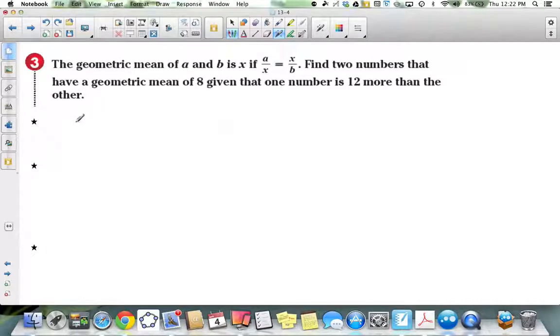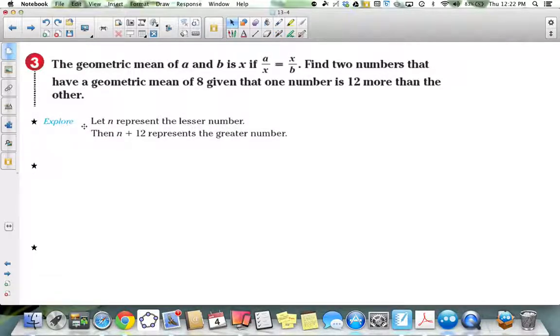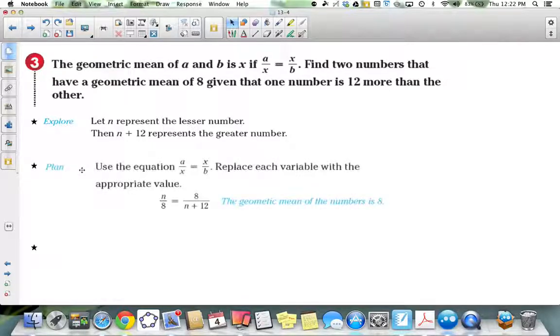As with any word problem, the first step is always a let statement. So the let statement is let n represent the lesser number, and let n plus 12 represent the greater number. Where did that come from? It came from "find two numbers that have a geometric mean of 8, given that one number is 12 more than the other number." That's where n plus 12 came from. From there we plan to solve our equation. We have a over x equals x over b. Replace each variable with the appropriate value, and then we have n over 8 equals 8 over n plus 12, because you have been given the geometric mean of 8.